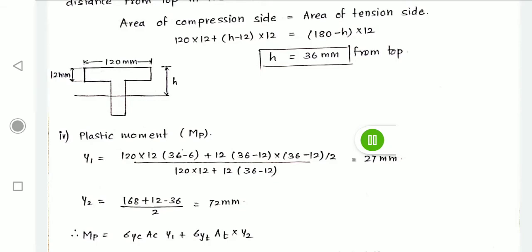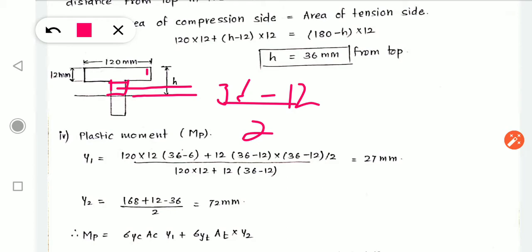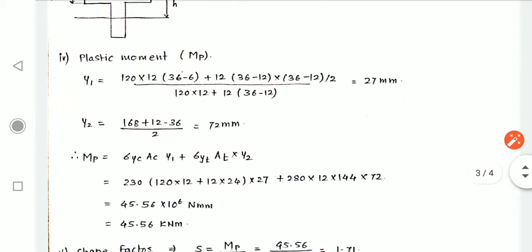So see here, if you subtract this 12 from the total height h, you will get this bottom distance, right? Height of this bottom. Therefore I did 36 minus 12, that comprises our area into, see here, now we got the area of this. Now we want the distance between the neutral axis and the CG of that section. So that will be 36 minus this 12 height divided by 2. So that's what I did here: 36 minus 12 divided by 2.